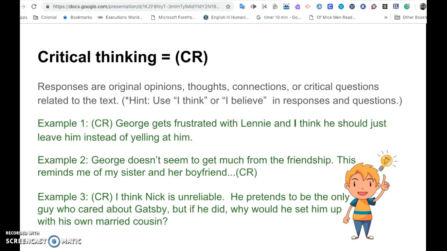Look at the second example. George doesn't seem to get much from the friendship. This reminds me of my sister and her boyfriend. And that's another critical response because I'm connecting it to something in my own life, and maybe I would elaborate in my response. Let's look at the third one. Nick is unreliable. He pretends to be the only guy who cared about Gatsby, but if he did, why would he set him up with his own married cousin? I guess that's a question, and that might be something that I'd bring up in discussion, and questions are critical responses as well.